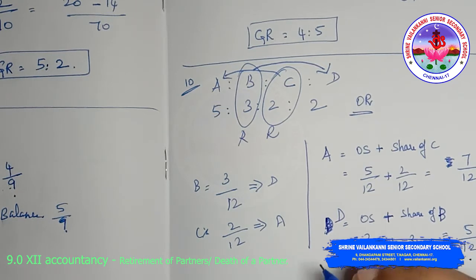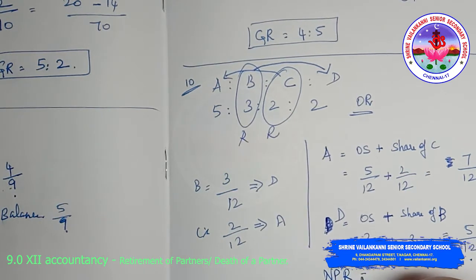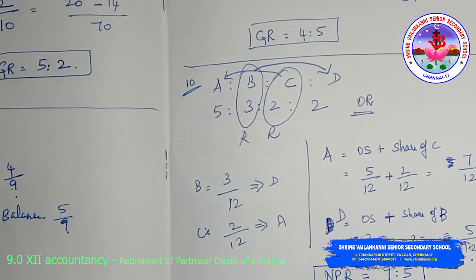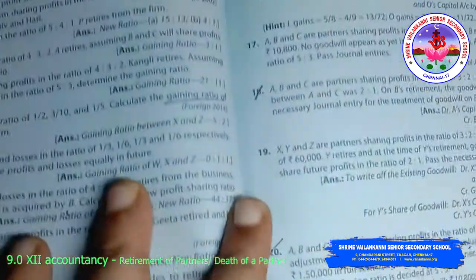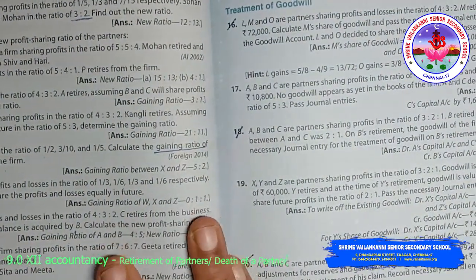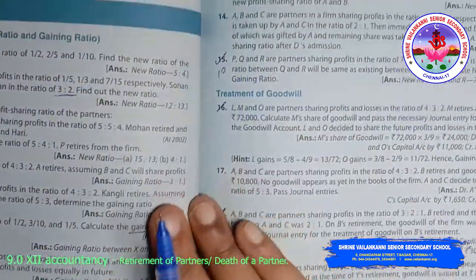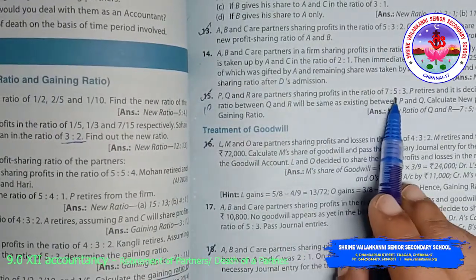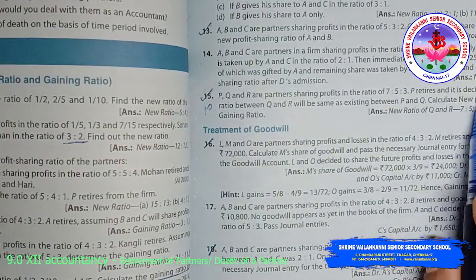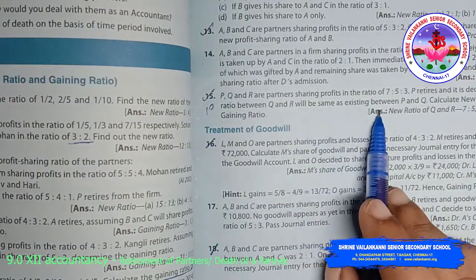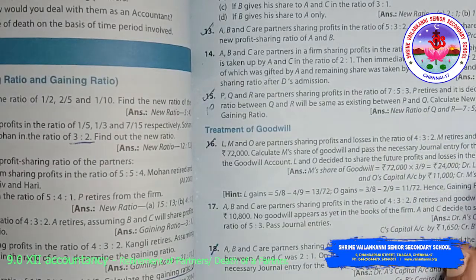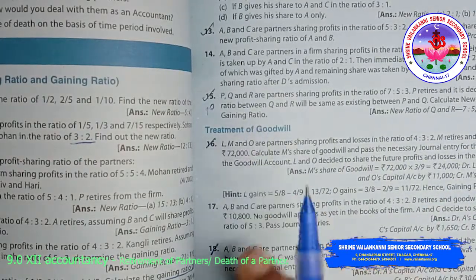The new profit ratio is equal to 7:5. So this is how you need to calculate this particular problem. The next question that we are going to look into is PQR. Last one. P, Q, R share profits in the ratio 7:5:3. P retires and it is decided that the profit sharing ratio between Q and R will be same as existing between P and Q. Calculate new profit sharing ratio and gaining ratio. So this is the question.